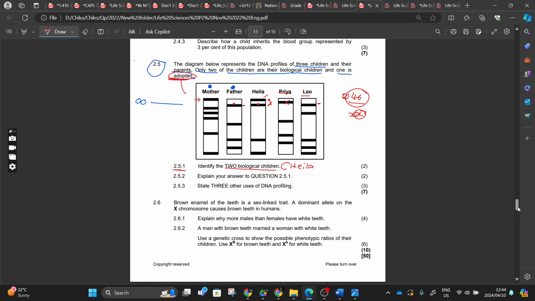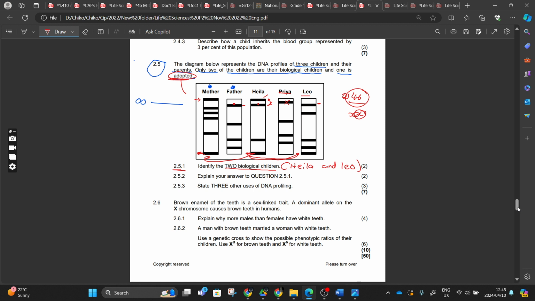Let's see another band that is at Leo, that we can find from the father and the mother. We also have the last band here. The last band here is the same as Hela, and it's also the same as Leo, which concludes now 100% that these two are siblings and they are the babies of this mother. So Hela and Leo are the two biological children. Hence, we have 2 marks there.